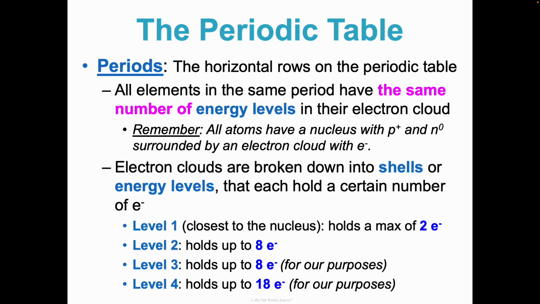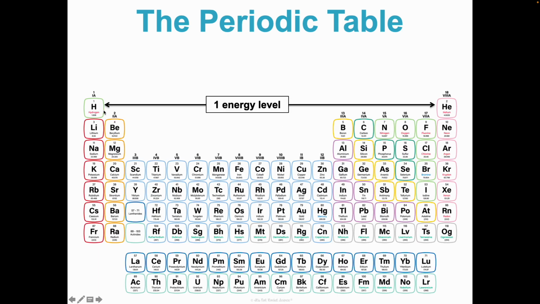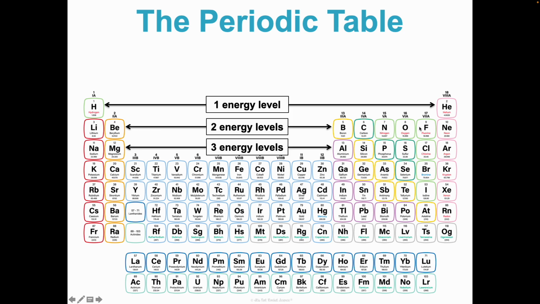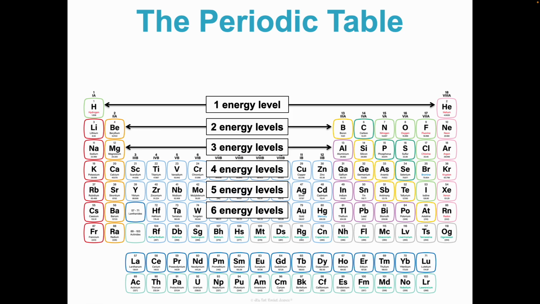But we're always filling the innermost level first. You hopefully saw that in our build an atom PhET simulation, where if you tried to add electrons further out, they just automatically filled the innermost energy level first, that level 1, before they filled in level 2, level 3. So everything in this period, row number 1, period number 1, aka hydrogen and helium, they only have one energy level. Row 2, or period 2, has 2 energy levels. Period 3 has 3, 4, 5, 6, 7. Okay, so simple enough. Period tells you energy levels.